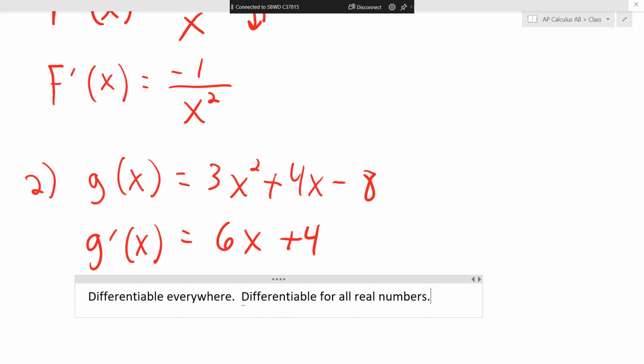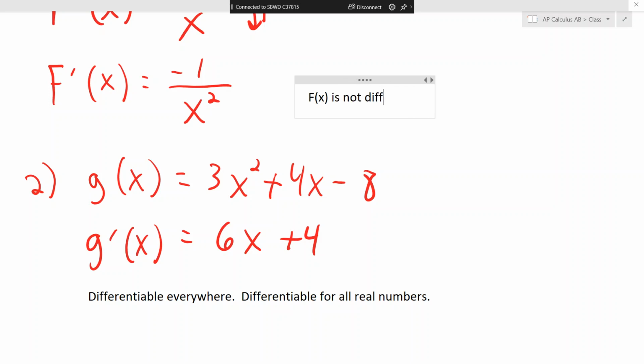Oh, and I didn't answer my question for number 1. I'm sorry, guys. We did, we just didn't write it. f of x is not differentiable at x equals 0. That's number 1, everybody okay with that? So number 2, differentiable everywhere. Nothing fancy going on there.